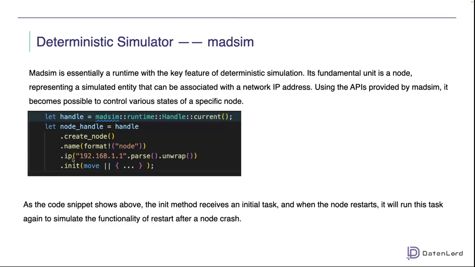And Madsim is a deterministic simulator. It's essentially a runtime with the key feature of deterministic simulation. Its fundamental unit is the node, representing a simulated entity that can be associated with a network IP address. Using the API provided by Madsim, it becomes possible to control various states of a specific node. As the code snippet shows above, the init method receives an initial task, and when the node restarts, it will run the task again to simulate the functionality of restart after a node crash.